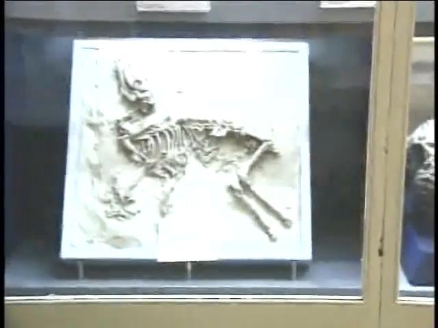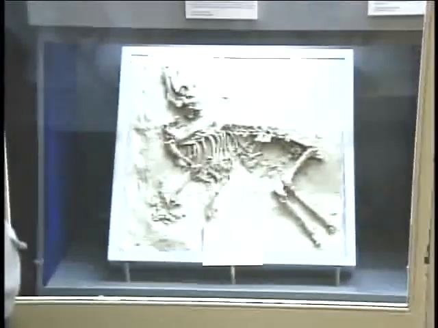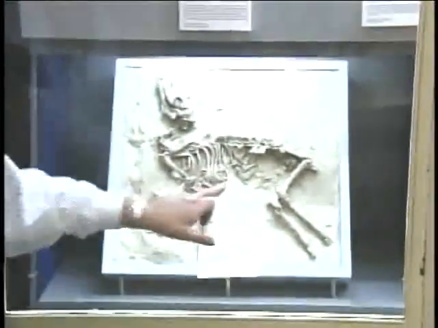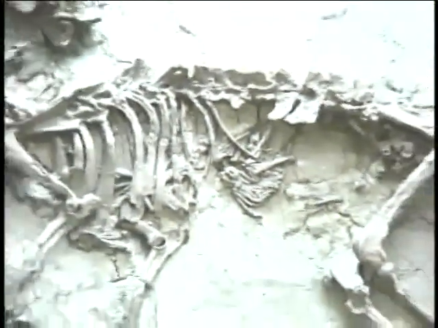Okay, here we have a hornless deer with an unborn fawn. Note the unborn fawn in the womb of this hornless deer, from Dawes County.